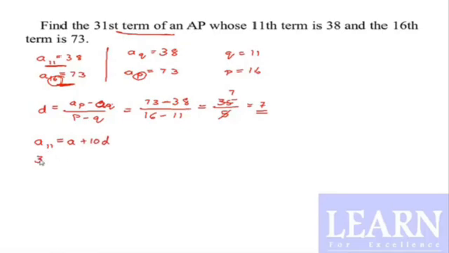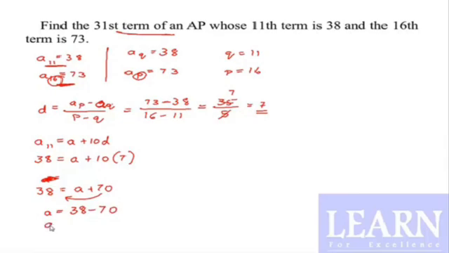We know A11 is 38, which is equal to A, we don't know what A is, plus 10 into D. What is D here? D is 7. So 38 equals A plus 10 times 7, which is 70. Now we will take 70 to the other side. So A equals 38 minus 70.